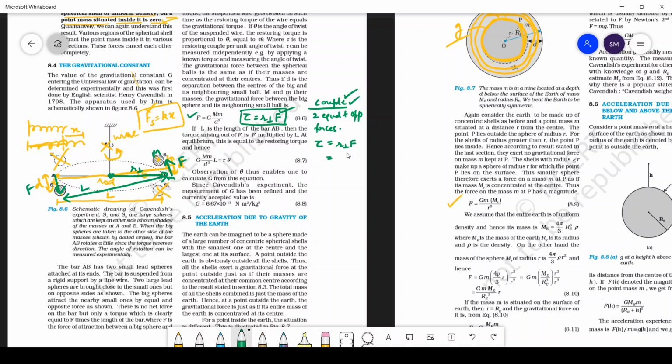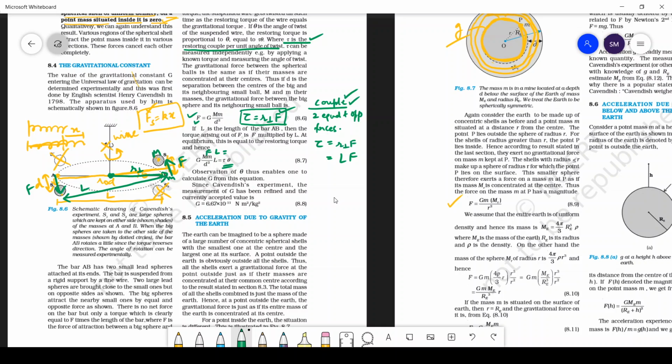So here we take L into F. What is F? G m1 m2 by d square. So that's your F into L, and that's the gravitational torque. And what is the restoring torque? Restoring torque depends on theta. So that is tau theta, where tau is the restoring couple per unit angle of twist. Students, it's per unit. This is the restoring torque per unit.